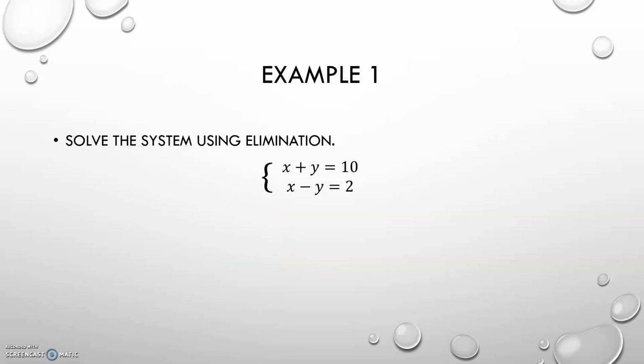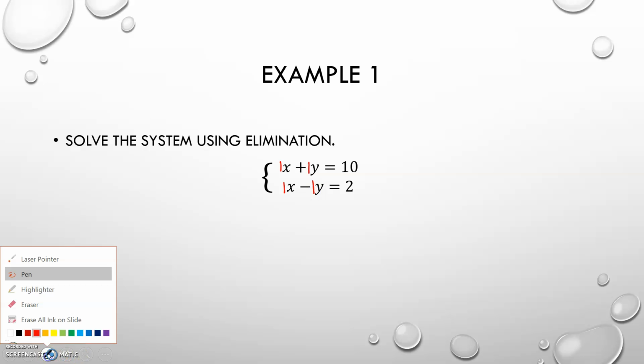So we've got solve the system using elimination. Well, the first thing I'm going to look at are my coefficients. So here I've got coefficients of 1 and 1, which are the same number, but are not different signs. Here I've got +1 and -1, which are the same number and different signs. So I can eliminate my y's.